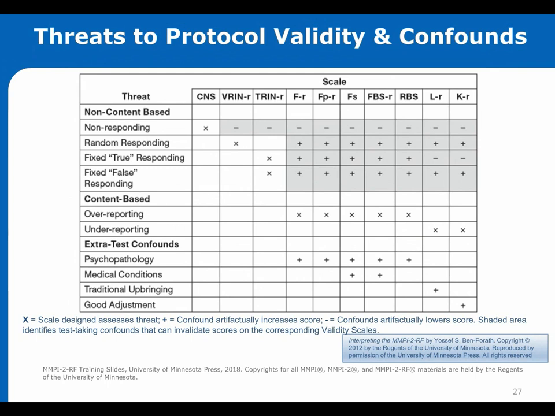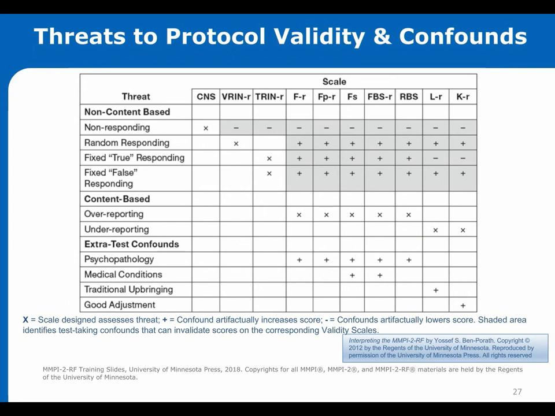In the next row of the table, we have random responding, and we see here an X underneath VRIN, because VRIN, variable response inconsistency, is designed to assess random responding. We also see some positive signs for the validity scales F, FP, FS, FBS, RBS, L, and K.